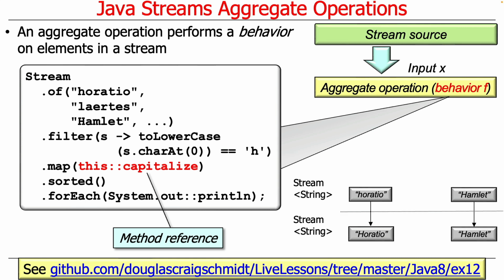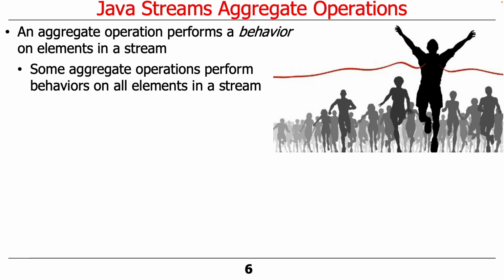Here's an example. You can see here that we have the map intermediate operation, and map takes a behavior, which is a method reference that will capitalize each element in the stream in a consistent capitalization scheme. So that's how that works. Some aggregate operations perform their behaviors on all the elements in the stream. So they basically run to completion, unless an exception is thrown, but we'll pretend for the moment that that isn't going to happen. So many of them just run until they're done. A good example of that would be something like map or filter.